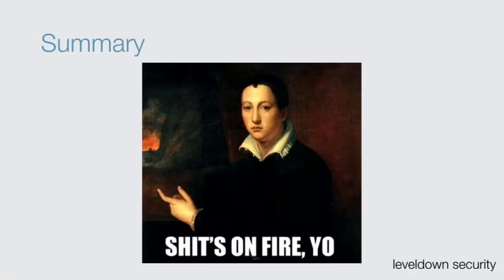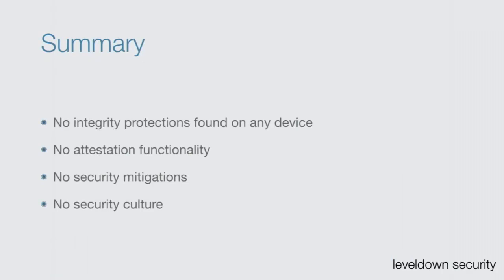So to summarize, it's all on fire. We have no integrity protections on any of the devices. We literally cannot ensure that the device has not been tampered with or runs the original firmware. And if you look at the firmware download portals, they are often crazy insecure too. For example, on Schneider, we had trivial cross-site scripting, which can be used for phishing attacks. You can just send somebody an official Schneider link and provide your own firmware. We have no attestation functionality, no security mitigations. There's no ASLR, there's no NX, it's like exploiting in the 90s, really.